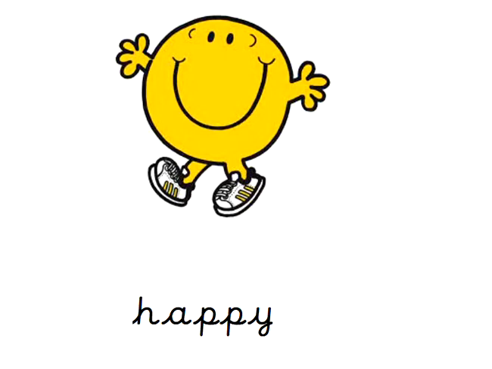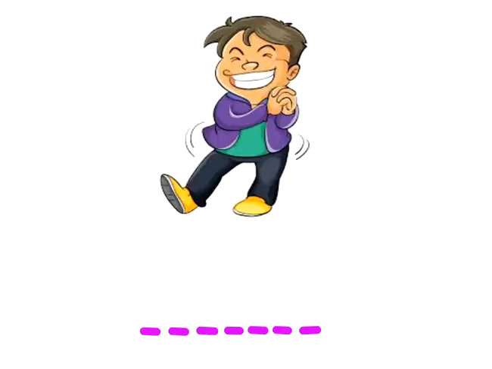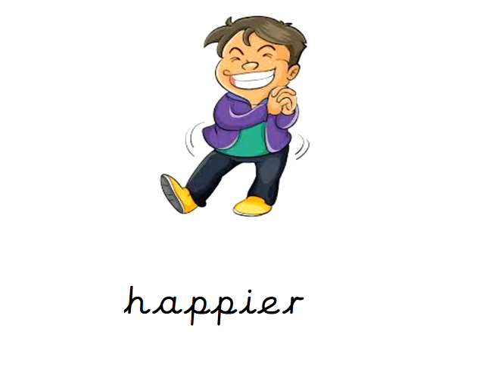get rid of the Y and add IER. Have a go at happier. Happier. H-A-P-P-I-E-R. Happier. If it ends in Y, wave goodbye, add IER. Think you've got it?